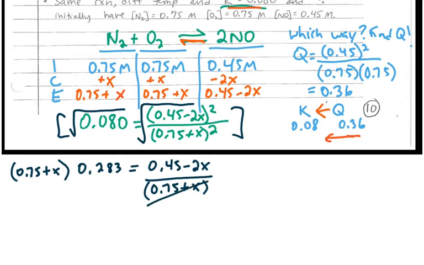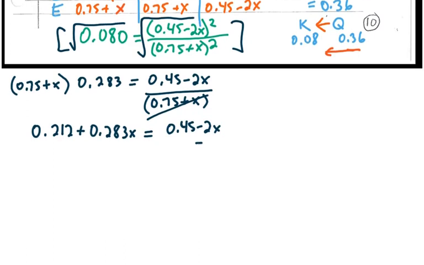Now I need to distribute, so I get 0.212 plus 0.283x equals 0.45 minus 2x. I'm going to add 2x to both sides of the equation. Cancel it out over here. And I'm going to subtract 0.212 from both sides of the equation. And that'll cancel this variable out over here.